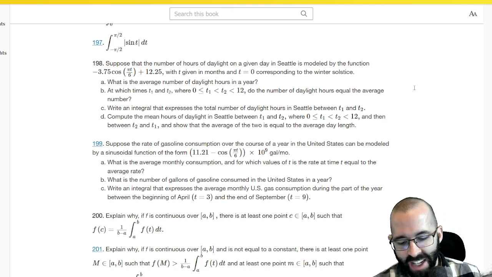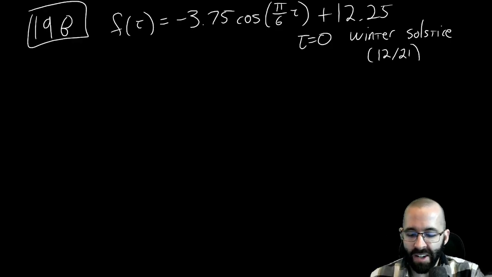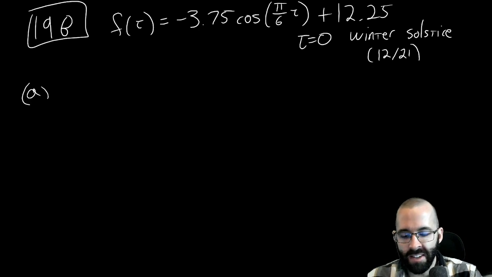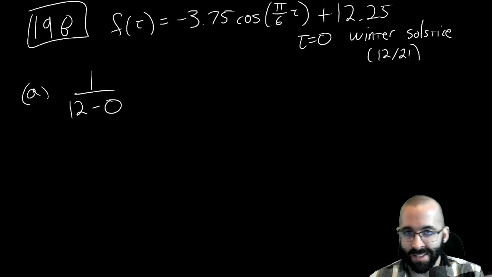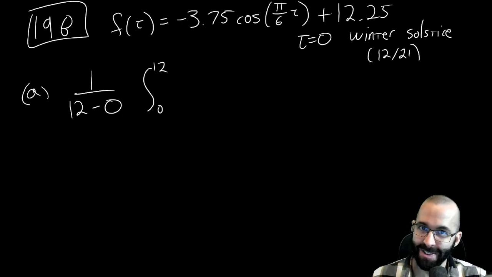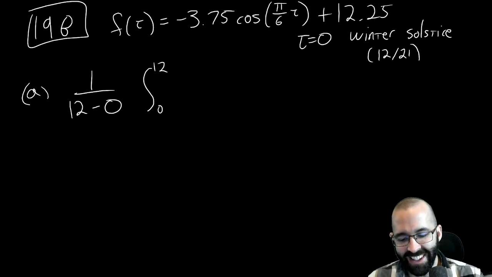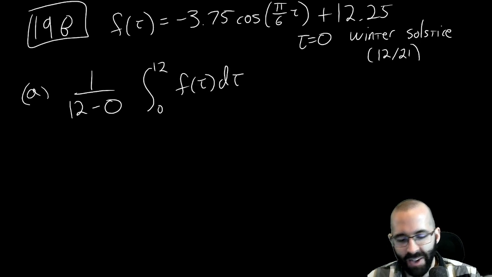What's the average number of daylight hours in a year? Well, the number of hours of daylight is this function. So the average amount of daylight in an entire year is going to be with the average value function. A year is 12 months. You're welcome. We got the integral. Honestly, I'm surprised I knew a year is 12 months with how my brain's working right now. The integral from 0 to 12 of this function. And we just calculate this all out.